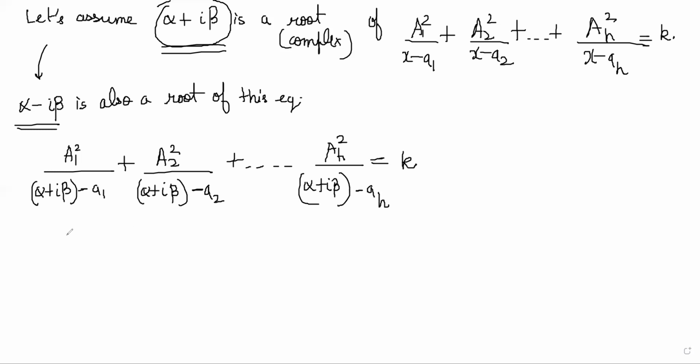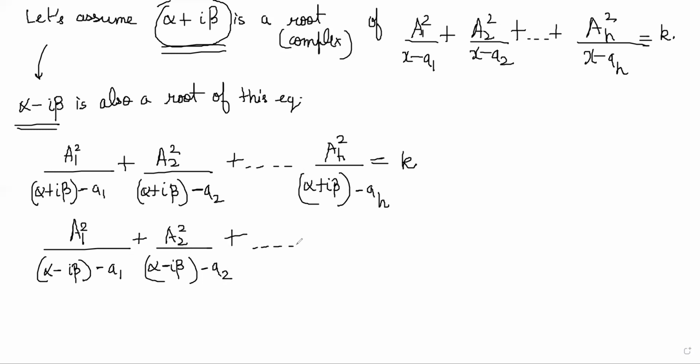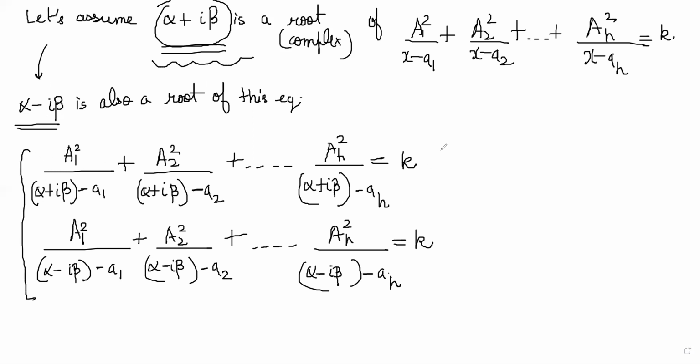to k. And the second equation that I get is a1 square by alpha minus i beta minus a1 plus a2 square by alpha minus i beta minus a2 plus so on till ah square by alpha minus i beta minus ah, right, is equal to k. These two are valid equations because if this is a root, by assumption, this is also a root. Now what you have to do here is just subtract these two equations, right?